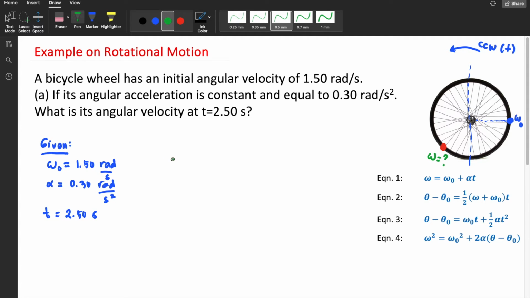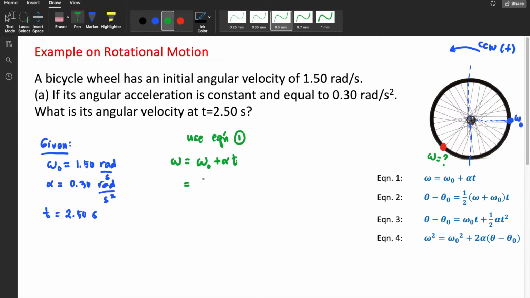So you'll have here omega. First, is equation number one possible? Yes, it's possible. It's the only equation we can use, since no angular displacement was given. So use equation number one: omega is equal to omega naught plus alpha times t.